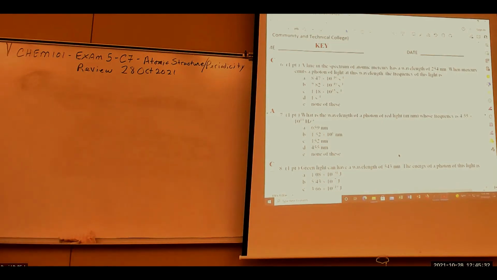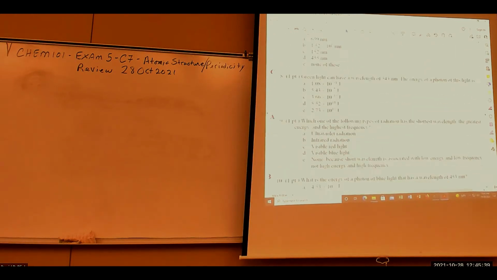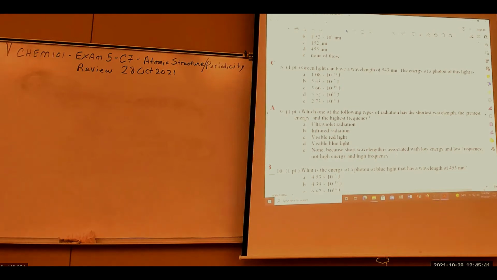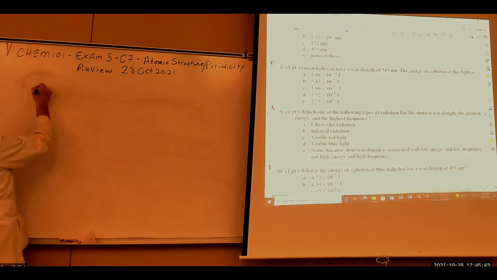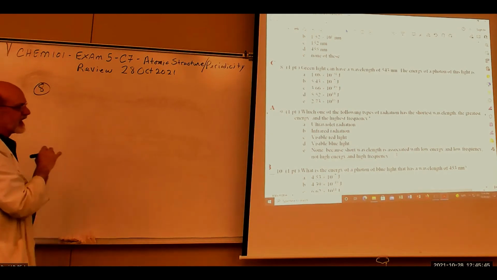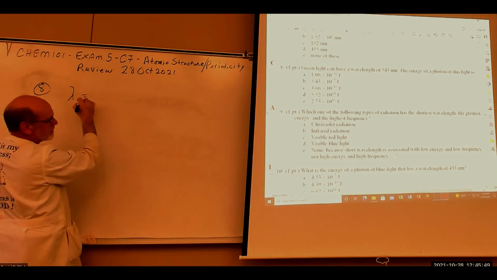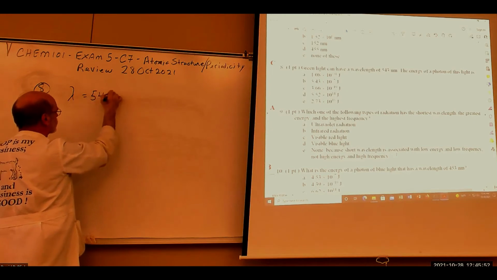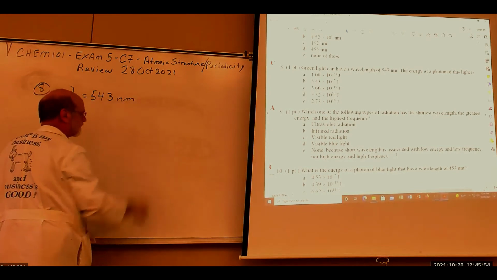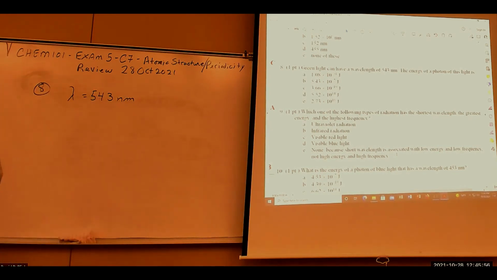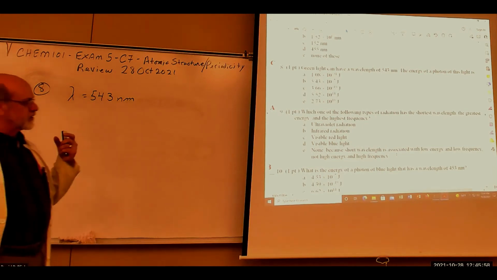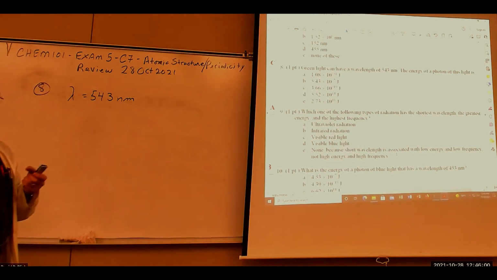All right, that's 6 to the 8. Yeah, I better scroll backwards. Okay. Green light. Green light can have a wavelength of 543 nanometers. I like that question. The beginning of it. Green light can have a wavelength of 543 nanometers.